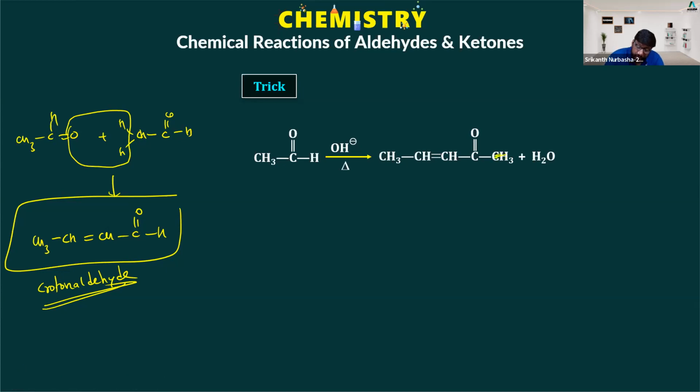CH should be there. Like 1, 2 carbons are there, 1, 2, 1, 2. Total 4 carbons should be there in the product. But here you are having 5. CH3 CH double bond CH C double bond O H. That should be the respective major product.